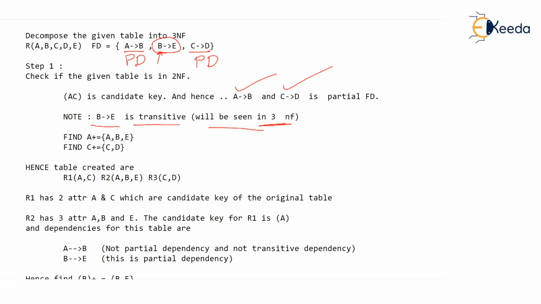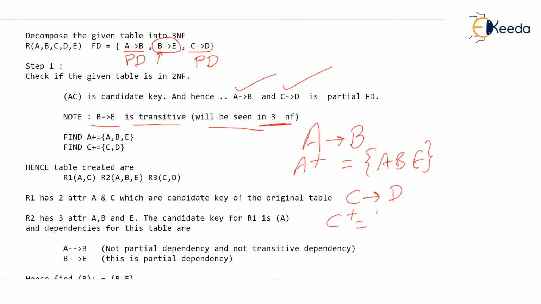So what do you do? For A determines B, the first partial dependency, you find A plus, and A plus will be ABE. Check on your own. And for the second partial dependency, C determines D, we find C plus, and C plus will contain C and D. Check it on your own. So this is what I have written here. Find A plus and C plus.